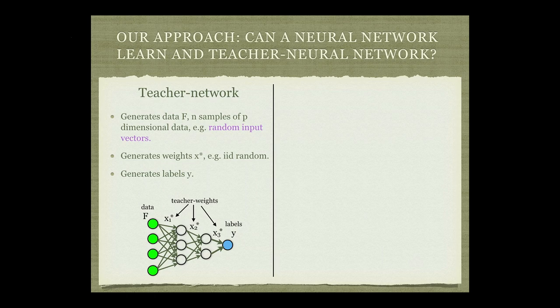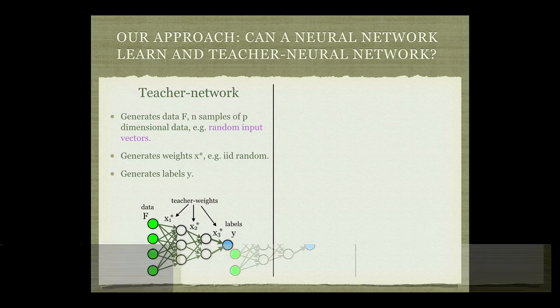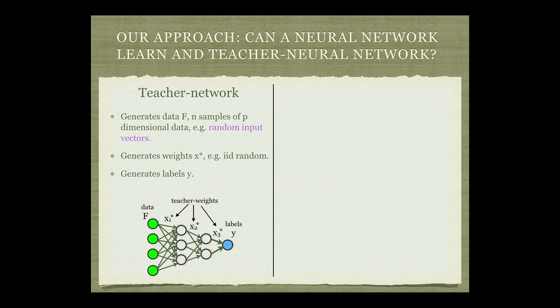In order to address the question of sample complexity, I need to simplify to be able to do something. The way I will simplify in this talk is what I call the teacher-student scenario. I will have a teacher network with which I will be generating the data. This is just a feed-forward fully connected neural network in which I'm feeding random input vectors. I have chosen some ground truth weights, X star, where the star stands for the ground truth. With that network, and my chosen nonlinearity, I generate the labels Y this way.